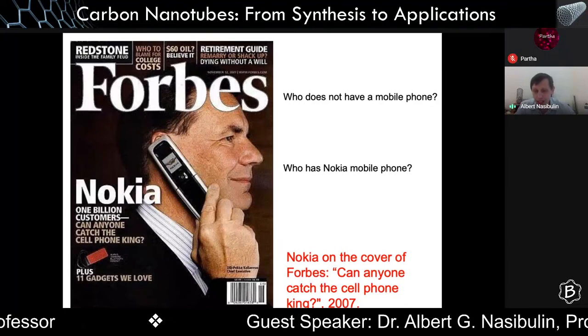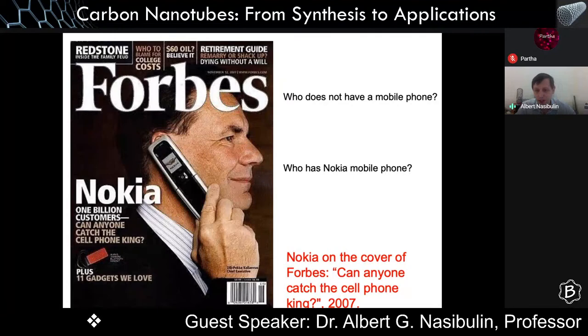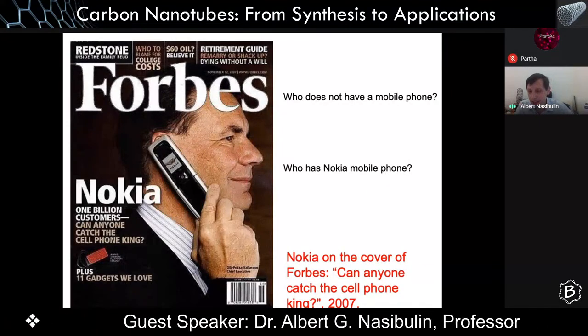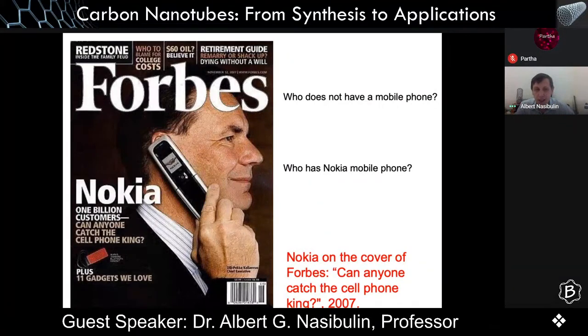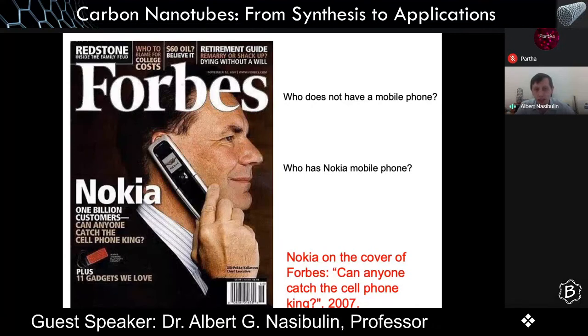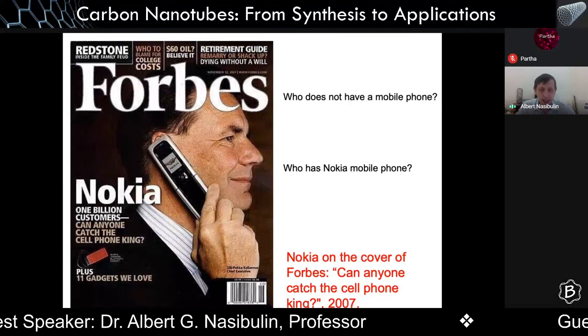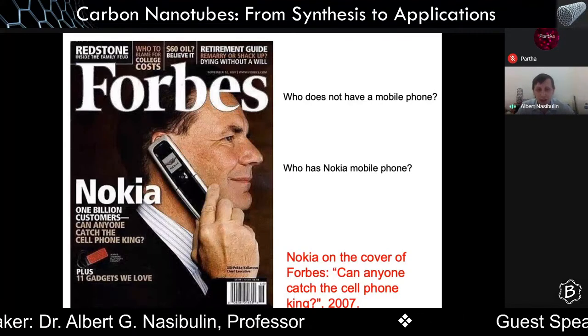But at the same time, if you go back to 2010, Forbes magazine was wondering, can anyone catch the cell phone king? Nobody could even believe that Nokia was going to disappear soon, after a few years. There were a few reasons, political and also technological.